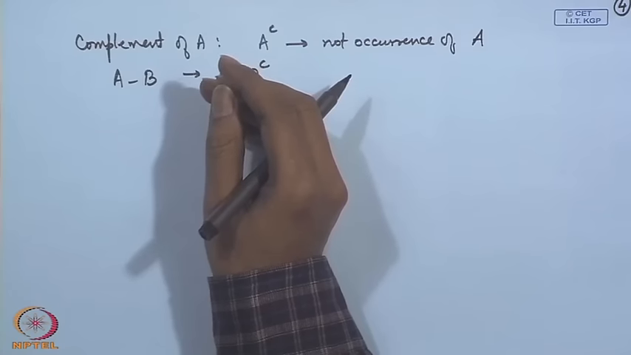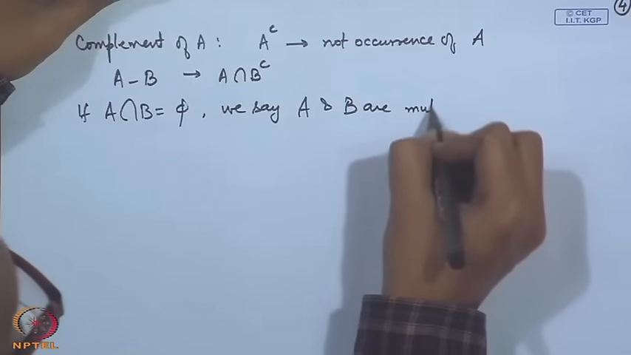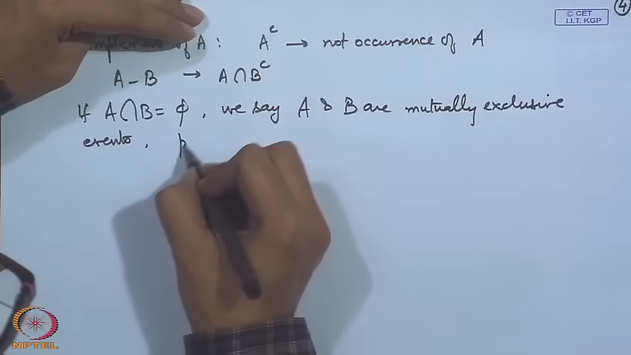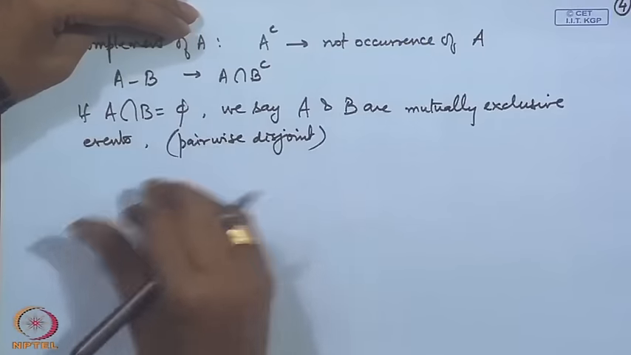Now, we have special cases. For example, we have disjoint sets. If I say disjoint sets corresponding to events, what does it mean? It means that there is no element common. If that happens, then statistically speaking, if the event A occurs, then the event B cannot occur, or if the event B occurs, then the event A cannot occur. So, this is known as mutual exclusion. If A intersection B is equal to phi, we say A and B are mutually exclusive events. We can also use the terminology pairwise disjoint. That means the two things taken together are disjoint.